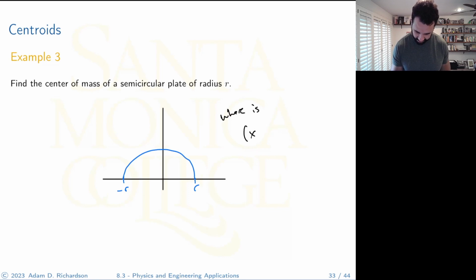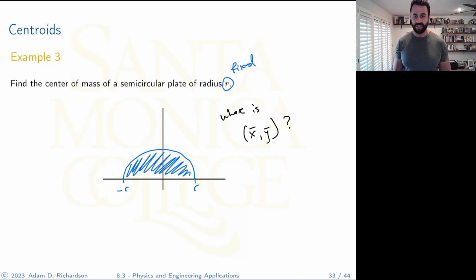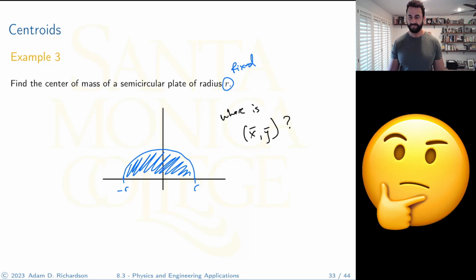Man, my handwriting's gotten worse over the years. All right, there's what the region looks like. Maybe I'll even fill it in. So the region is this solid semicircular plate. R is fixed, so that is not changing. And I want you to try to figure out where the center of mass is using the formulas that we just derived, okay? So think about it for a minute.